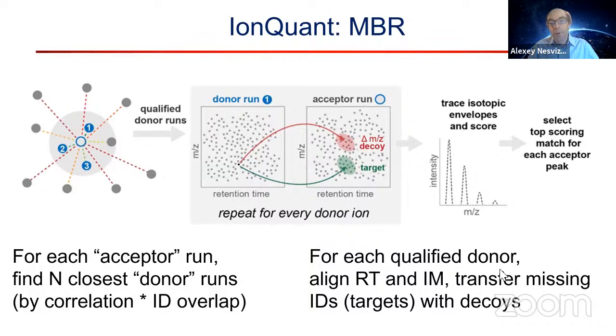And for each qualified donor run that we select based on the first step, we align retention time and ion mobility when applicable, and transfer missing identifications from those runs into the acceptor run. And in doing so, we also transfer decoys. So that's a really key part that I'll explain later as well.